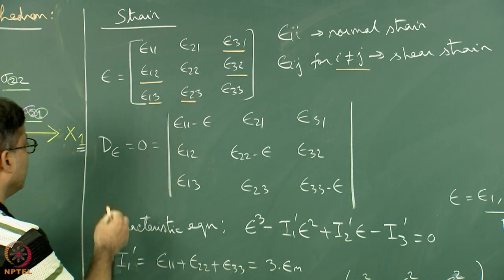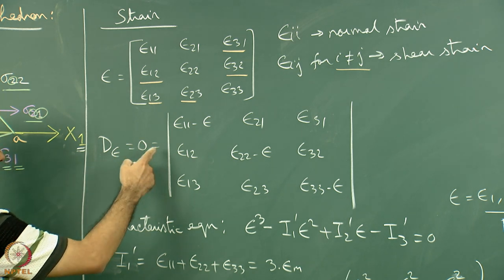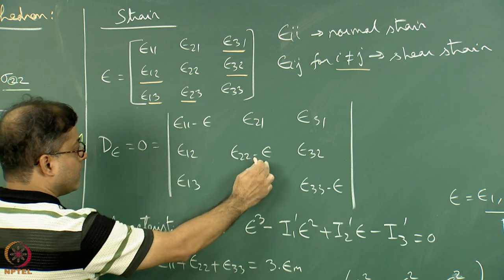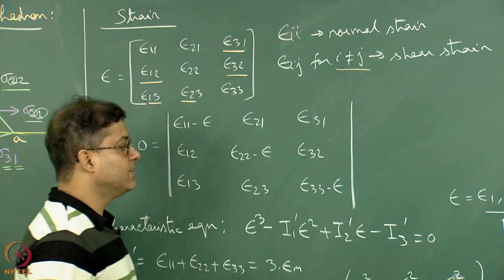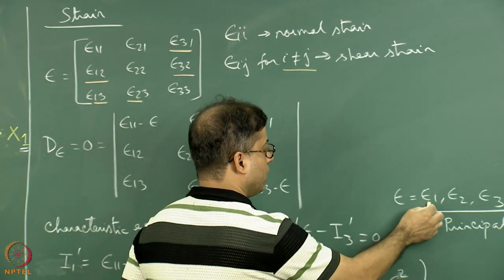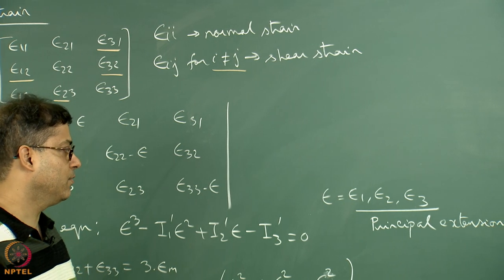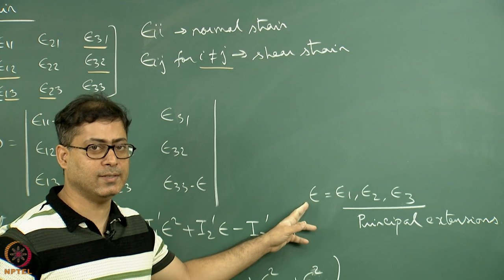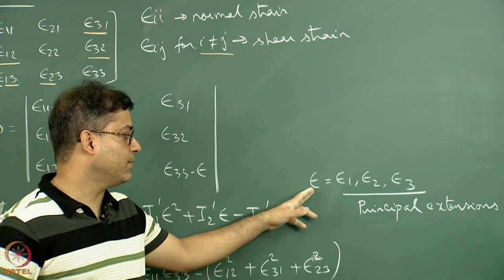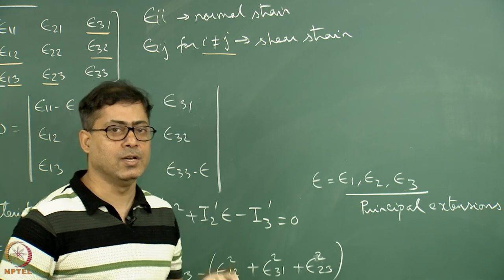Okay, we can find the determinant of the matrix with epsilon subtracted along the diagonal and set it to 0, and we will write here minus epsilon and minus epsilon. Our aim is to find the principal extensions epsilon 1, epsilon 2 and epsilon 3. In the case of principal stress, we were looking at three roots of sigma as sigma 1, sigma 2, sigma 3. Here the three roots of epsilon will be epsilon 1, epsilon 2 and epsilon 3 as the principal extensions. What does this mean?